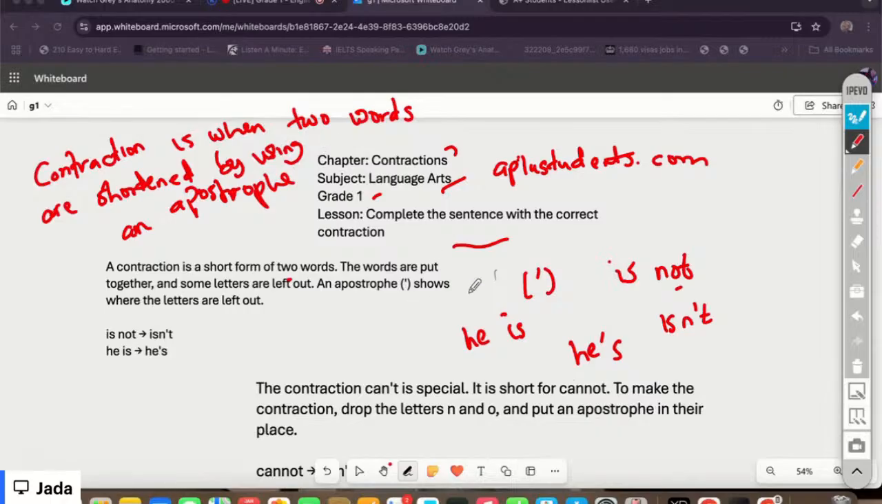So for example, just like we have is not, we have isn't, he is here. We have I am, and I am becomes, okay, so a is removed. We have do not, and do not becomes like this. Okay.